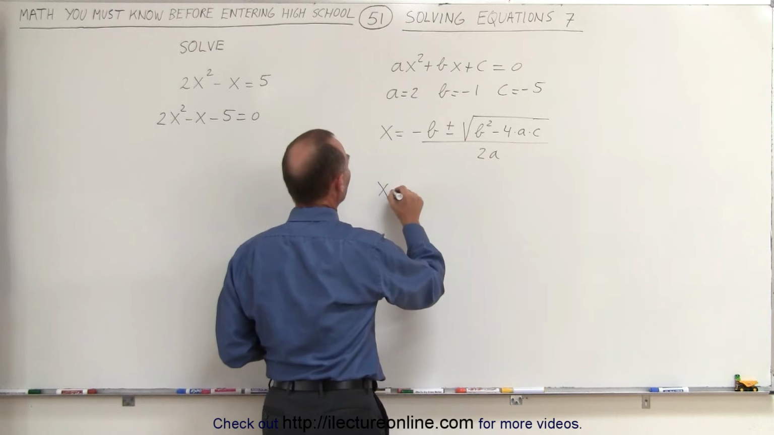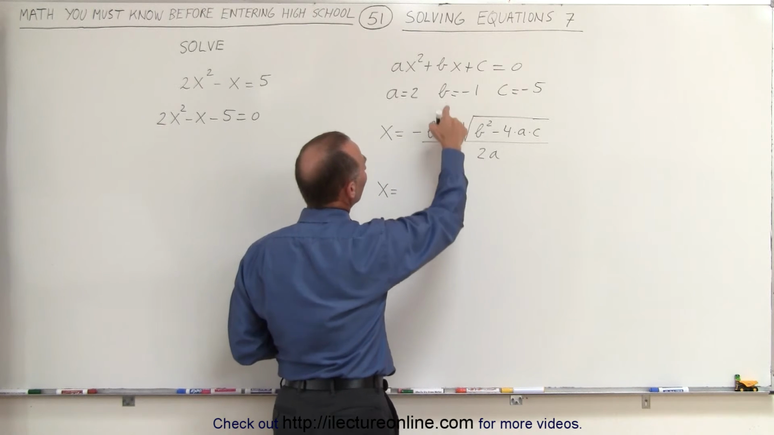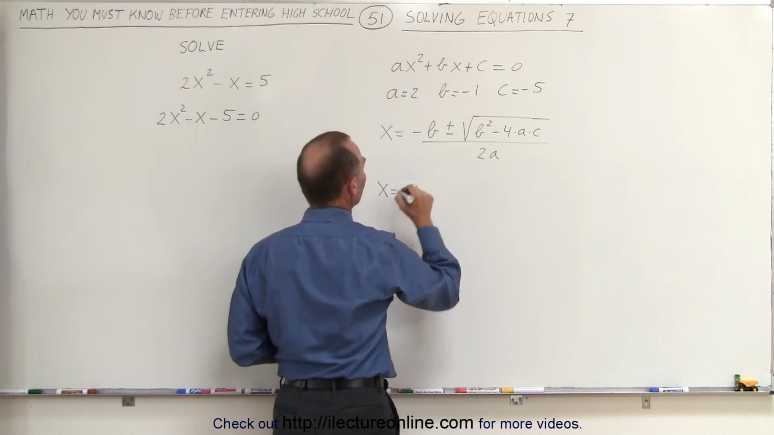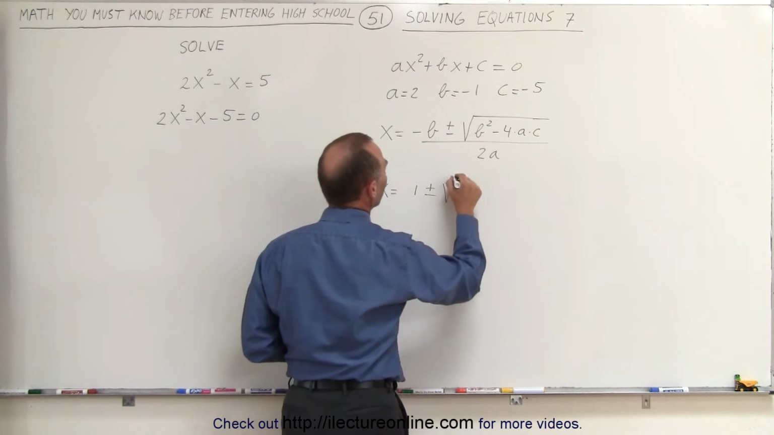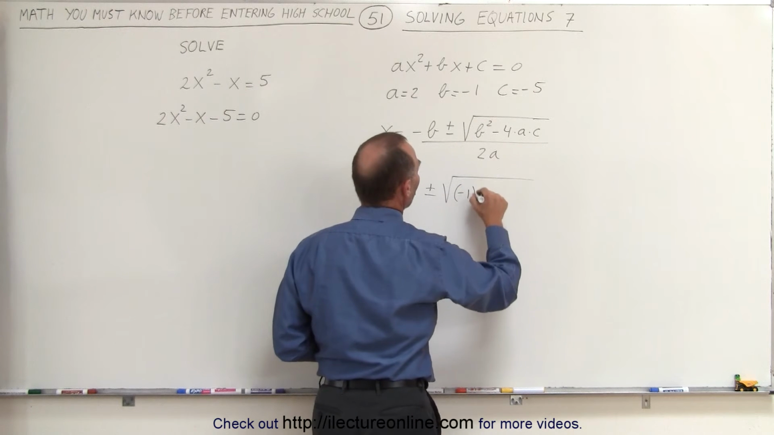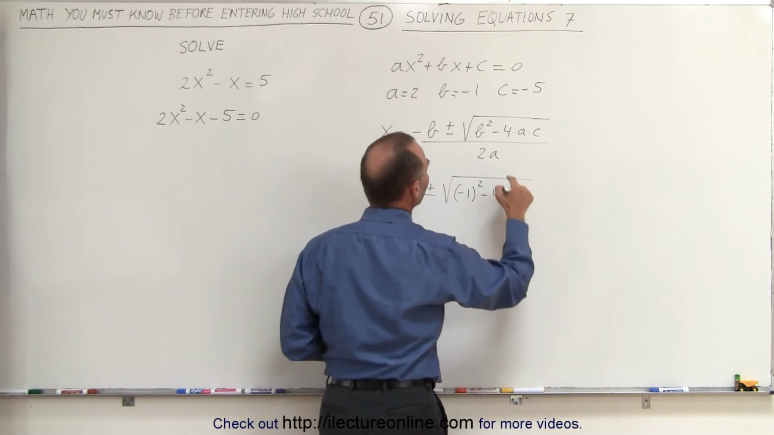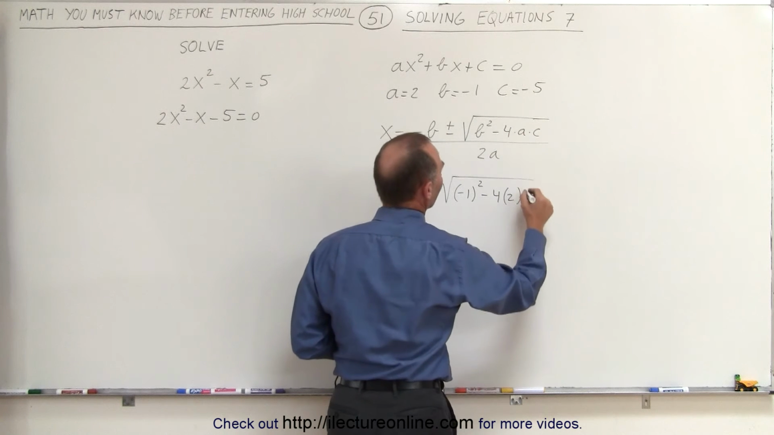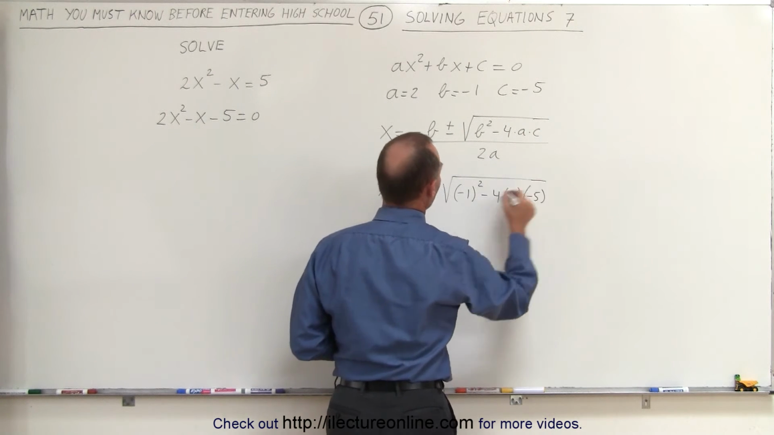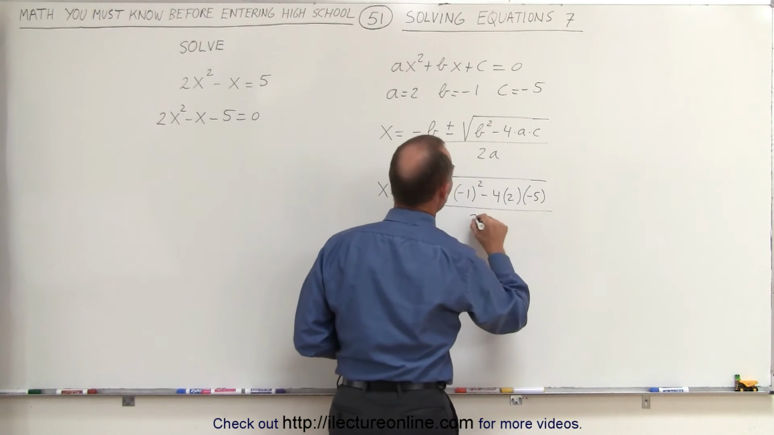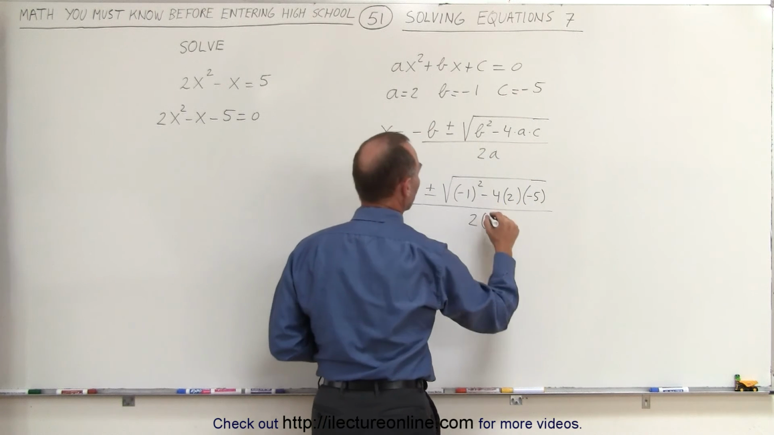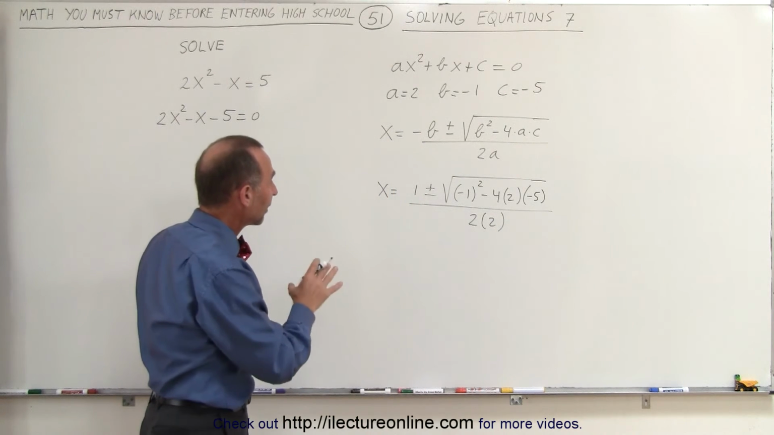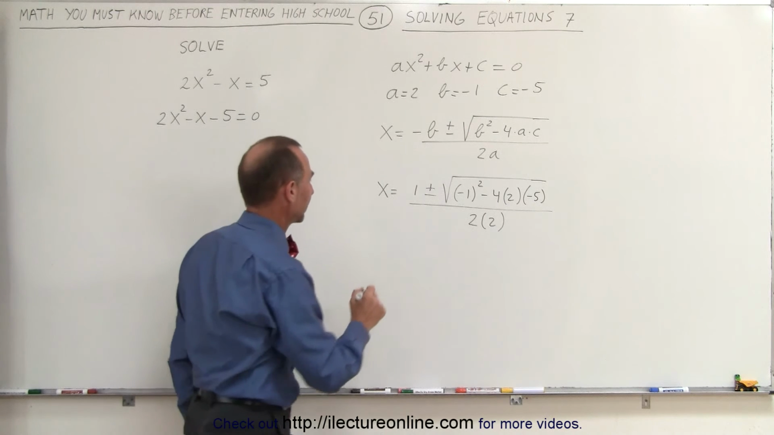X, therefore, is equal to minus b. Well, since b is already equal to negative 1, the negative of a negative 1 is a positive 1, plus or minus the square root of negative 1 squared, minus 4 times a, which is 2, and c, which is negative 5. And the whole thing then divided by 2 times a, and a was equal to 2. Now we simply have to simplify that to get the values for x that will satisfy the equation.